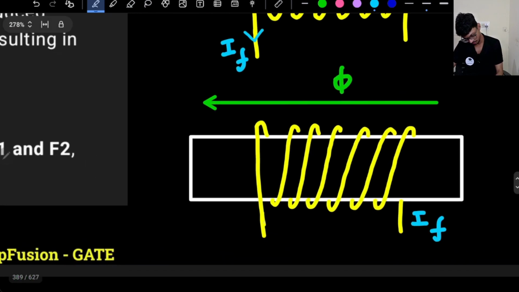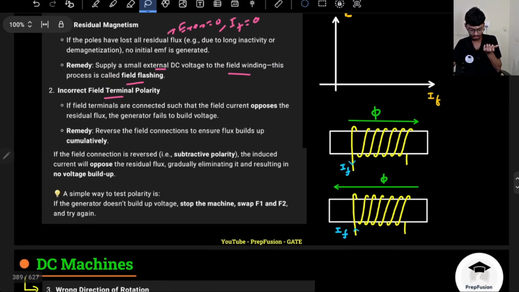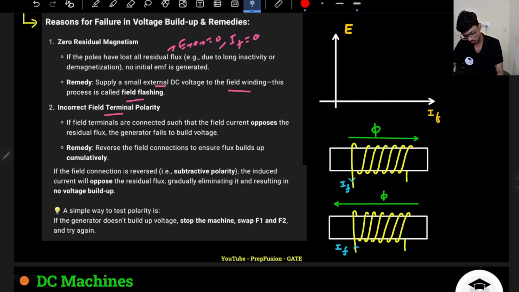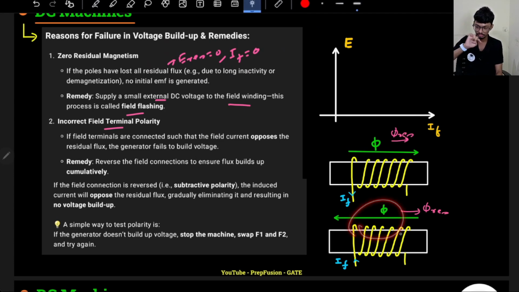Okay, let me just copy. This is the same only. Let me change the direction. I have changed the direction, right? So this direction is changed. So previously, if you see, the direction of the flux was on the right hand side, and now the direction of the flux is on the left hand side for the bottom diagram. So if I assume my residual flux to be in this direction, right? If I assume initially the residual flux is in this direction, for this case as well, of course, the residual flux direction will not change. Now, what is the problem if the developed flux and the residual flux are in opposite directions?